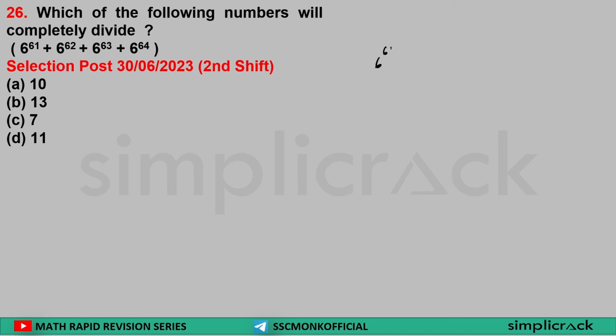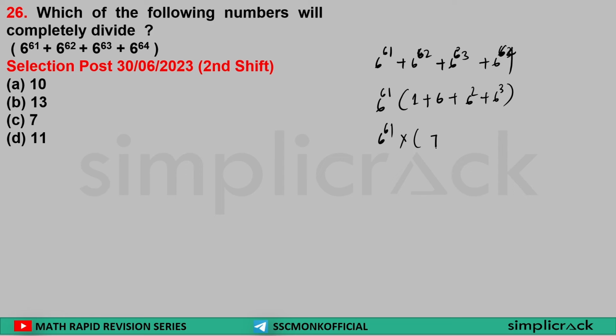Next. Which of the following numbers is completely divisible by something? Sir, 6 to the power 61, 6 to the power 62, and this is very common practice. You need to remember this one. So if I take 6 to the power 61 common, it will be 1 plus 6 plus 6 square plus 6 cube. So this can be written as 6 to the power 61 multiplied by 1 plus 6, which is 7, plus 6 square, 36, plus 6 cube, which is equal to 216. Sir, 7 plus 36 is equal to 43. 43 plus 216 is equal to 259. Multiply by 6 to the power 61. Yes or no? Yes. Done.